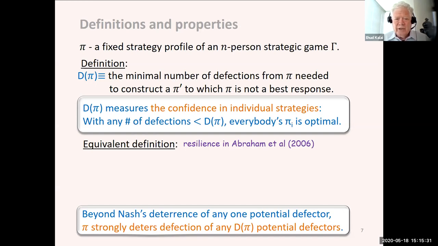If you look at it this way, you can see that D(π) measures the confidence in individual strategies. Because with any number of defections less than D(π), we get to a π′ to which π is still a best response. So with any number of defections less than D(π), everybody's πᵢ is still optimal, the defectors or the non-defectors. So it's a meaningful measure in this way. It gives me a measure of how confident each player is in his strategy, because if D is large, then we are very confident that we are playing the right strategies.